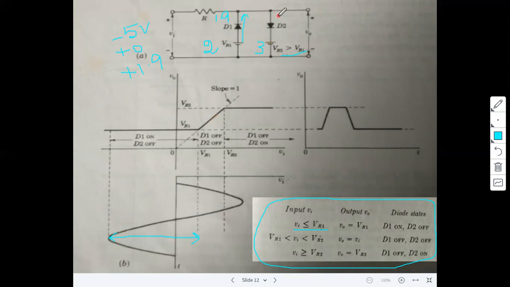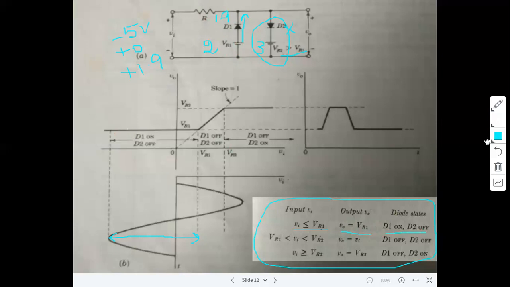Here it is 1.9, here it is 3 volts. Diode D2 is off. Now what happened here? This branch does not exist. Now observe this branch. This is a single level clipper. Diode on, what is the output? The output is equal to some reference voltage. It's a parallel circuit. When the diode is on, output is equal to VR1. So now the condition is V0 is equal to VR1, diode D1 on, D2 off.